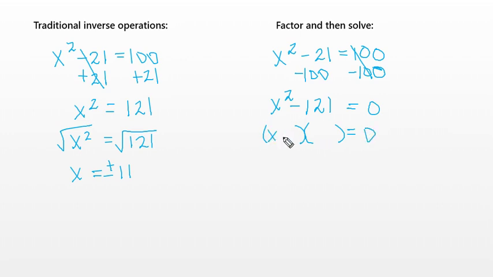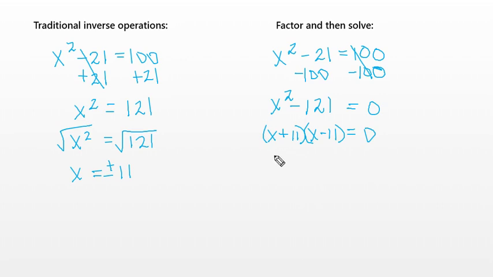And I have x times x to give me the x squared. And the numbers that I multiply together to give me negative 121 would be positive 11 and negative 11. And again, I have no middle term here because when I multiply my outside terms, I get negative 11x, and when I multiply my inside terms, I get positive 11x. And when I combine those, I have no x's, therefore I have no middle term.